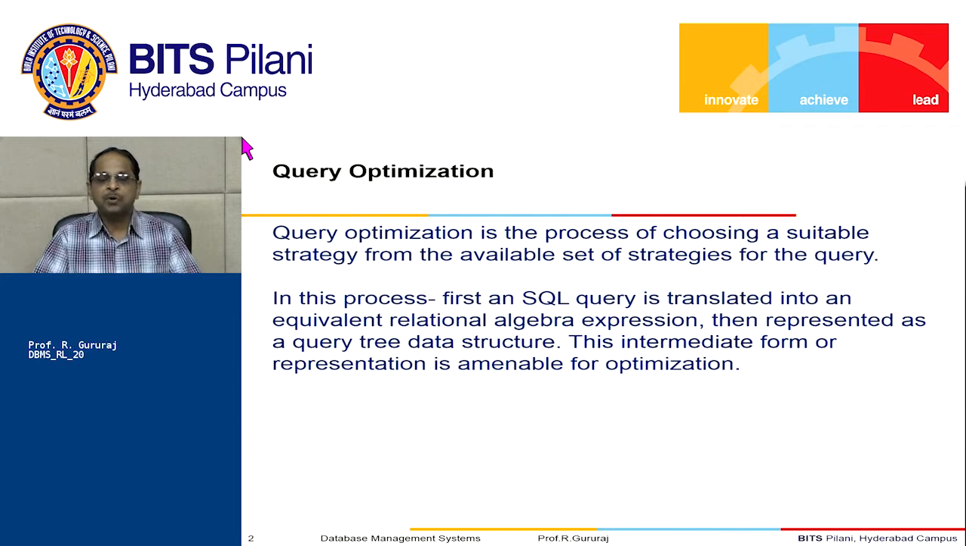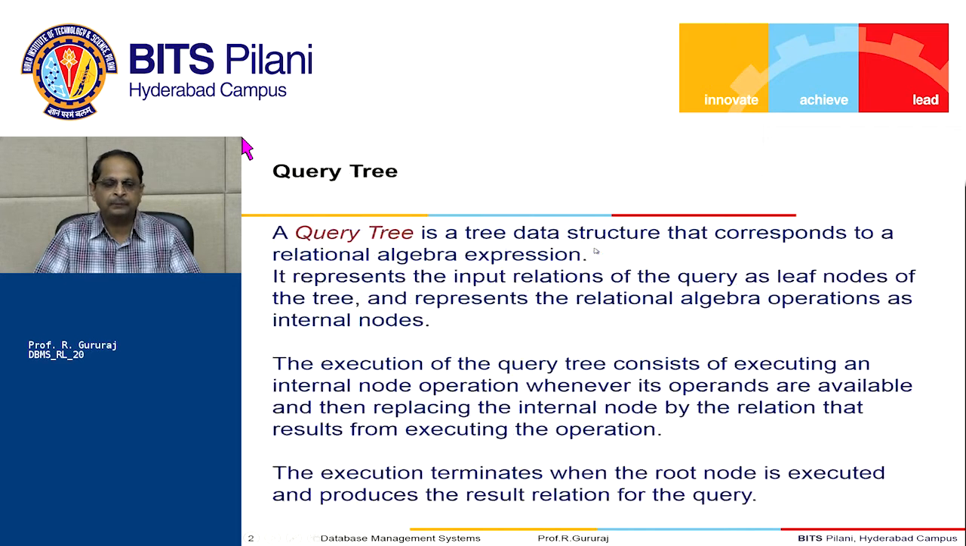Query optimization is the process of choosing a suitable strategy from the available set of strategies for the given SQL query. In this process, first an SQL query is translated into an equivalent relational algebra expression. Then it is represented as a query tree data structure. This query tree, which is an intermediate form or representation, is more suitable or amenable for optimization. That is, the query optimizer module is going to work on this intermediate form to optimize the query.